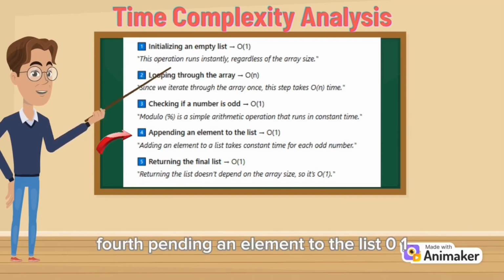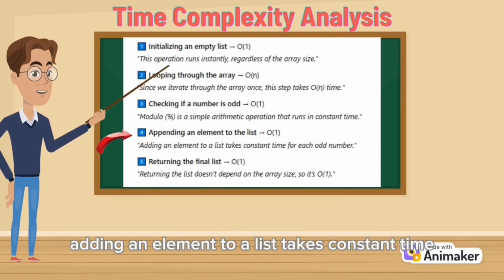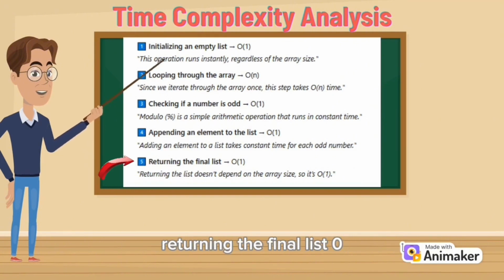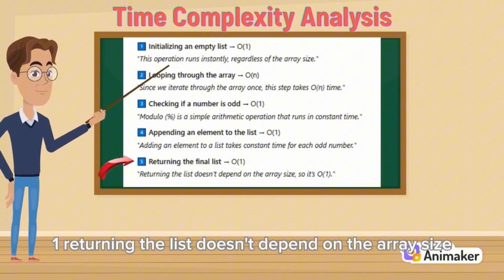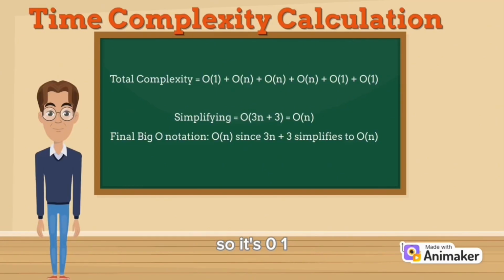Fourth, appending an element to the list: O(1). Adding an element to a list takes constant time for each odd number. Fifth, returning the final list: O(1). Returning the list doesn't depend on the array size, so it's O(1). Total complexity equals O(1) plus O(n) plus O(n) plus O(n) plus O(1) plus O(1). Simplifying equals O(3n plus 3), which equals O(n). Final big O notation: O(n), since 3n plus 3 simplifies to O(n).